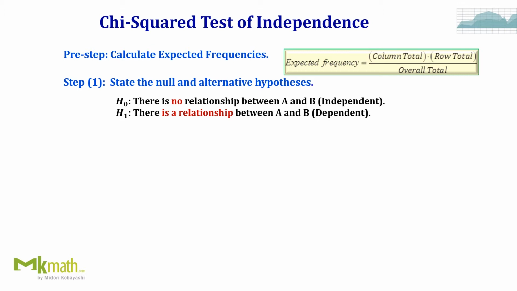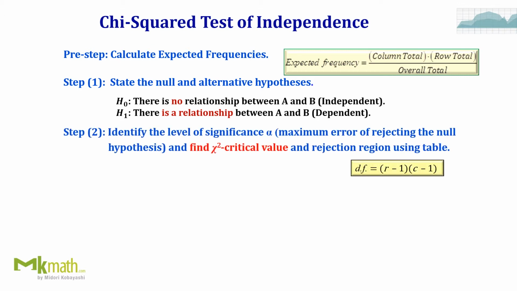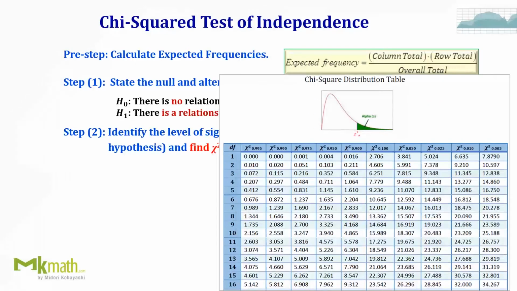Step 2. Find a critical value in a table using the given alpha value and the degrees of freedom. Then indicate the rejection region. This is a chi-square distribution table. The first column shows the degrees of freedom, and the top row shows the given significance level in a question. The intersections in the body of table are critical values.